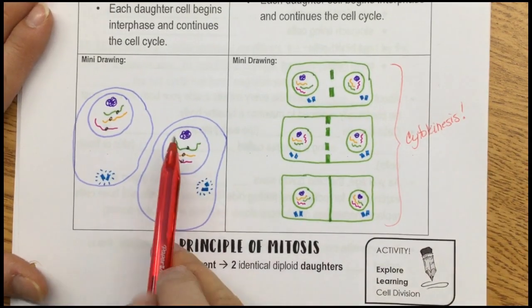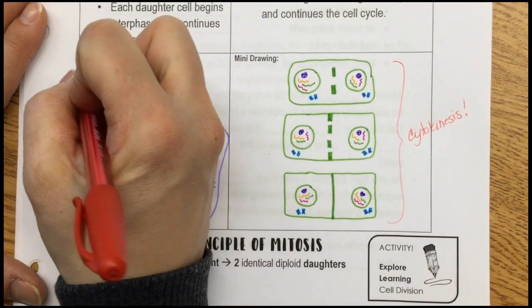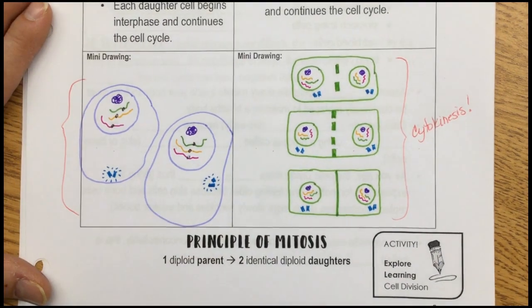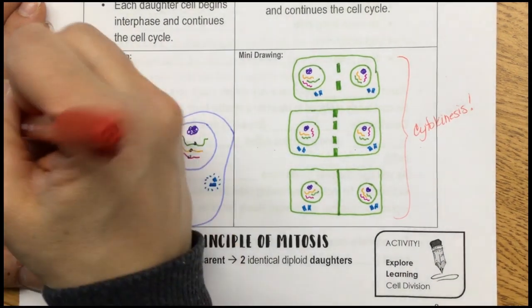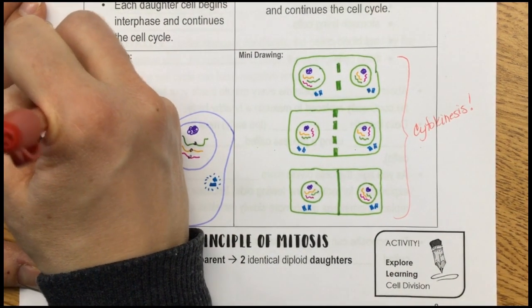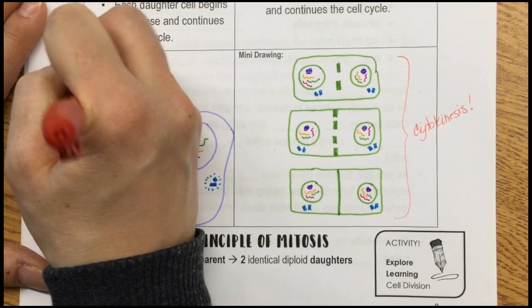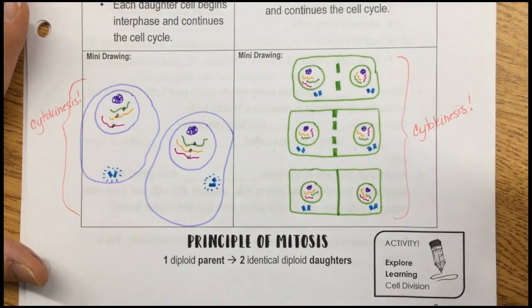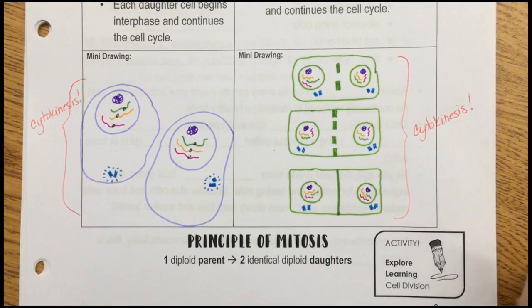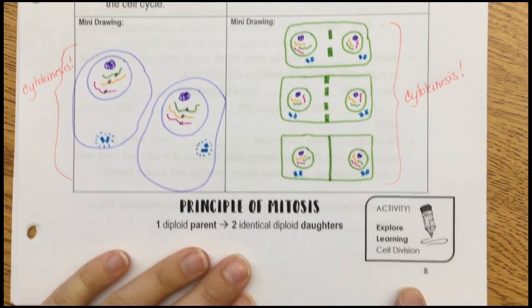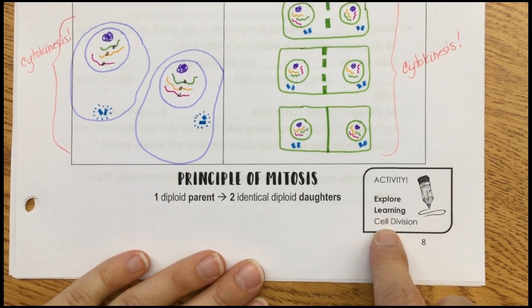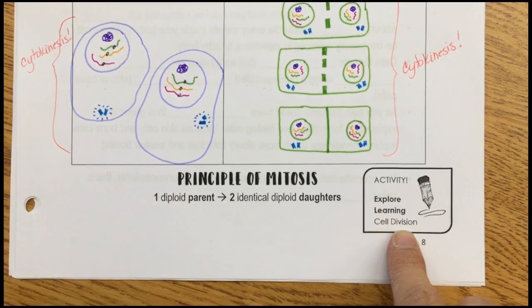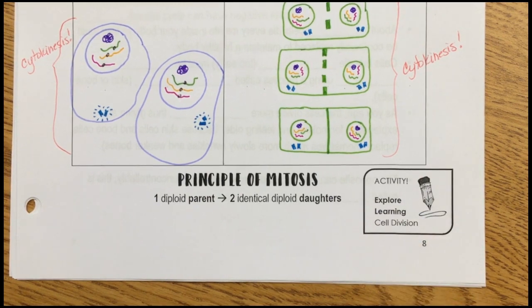Okay, and here cytokinesis in the animal cell is when the two cells split into two identical cells. Cytokinesis. Yay! Okay, so make sure you've watched both of those mitosis videos, and now it's your turn to go to the Explore Learning and do the cell division activity. Okay, great job. Any questions? Let me know.